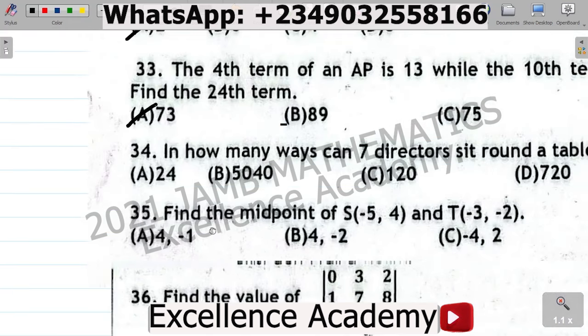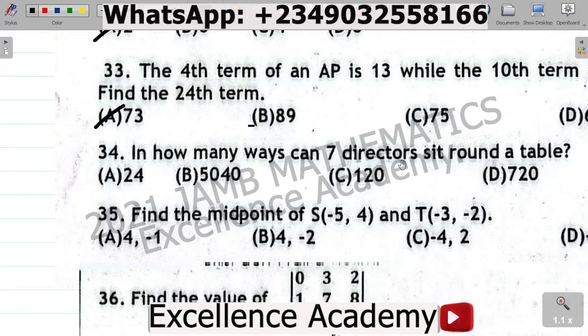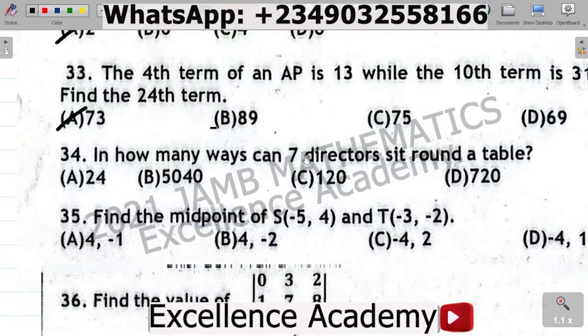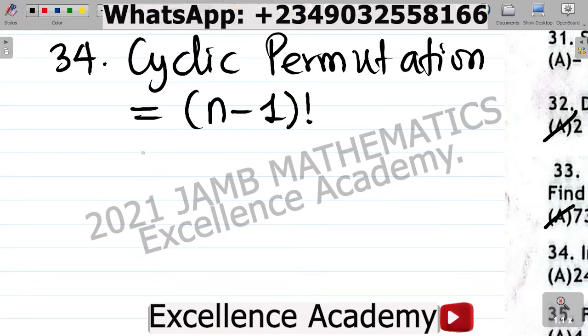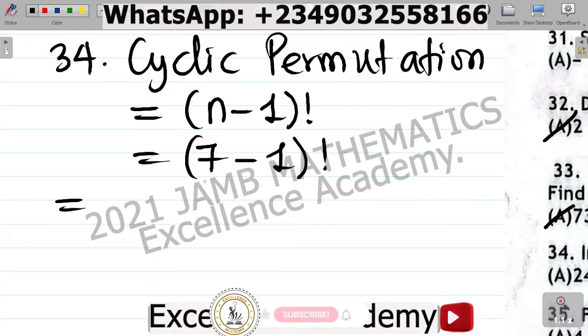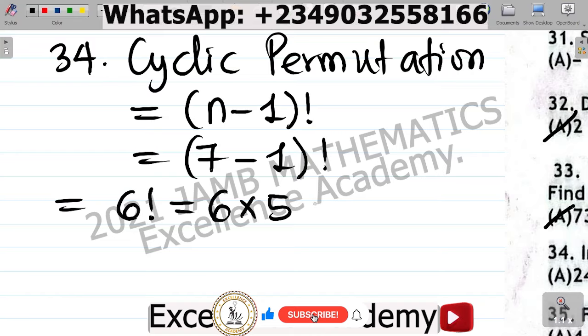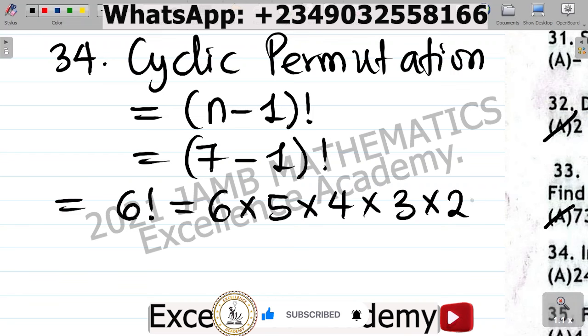In this case, they said, in how many ways can 7 directors? So in this case, n is equal to 7, the number of directors. So the answer becomes n minus 1 factorial, so (7 - 1)!. And that's equal to 6 factorial. 6 factorial simply means 6 times 5 times 4 times 3 times 2 times 1. That's the meaning of 6 factorial.